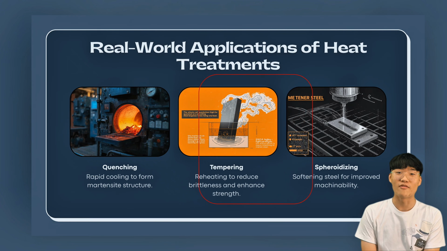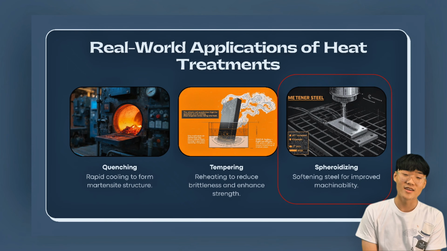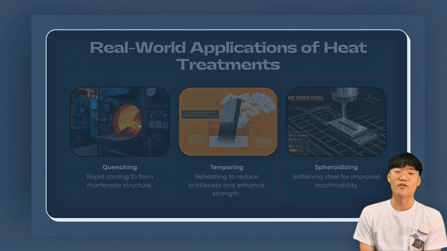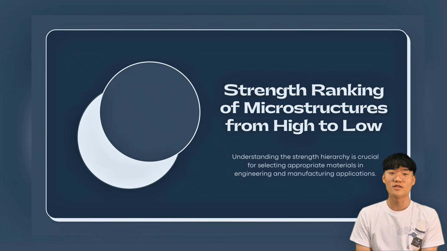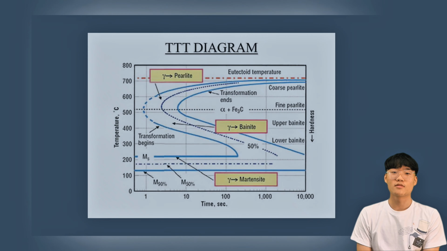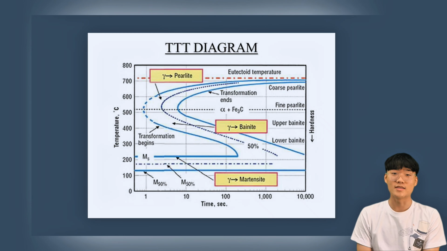Then we have annealing, in which we heat just below the eutectoid temperature, around 700 degrees, and hold it for 18 to 24 hours to produce spheroidite. This is the softest and most machinable structure, ideal when easy machining is required. Lastly, normalizing. This involves controlled cooling to produce fine pearlite, giving it a balance of strength and ductility.